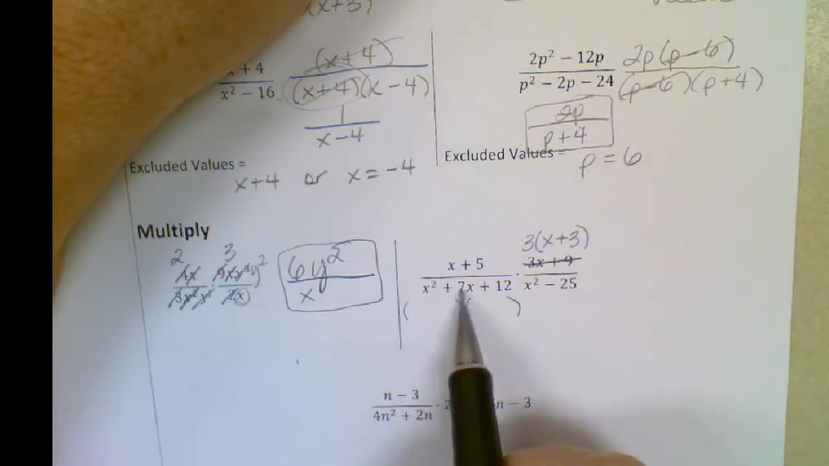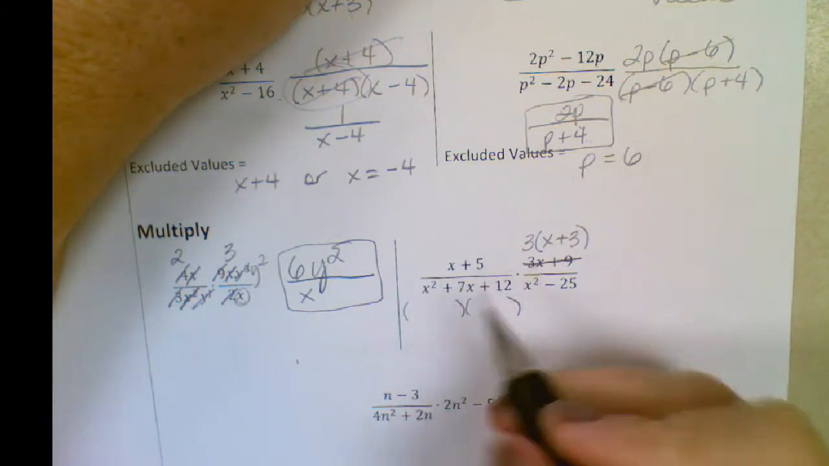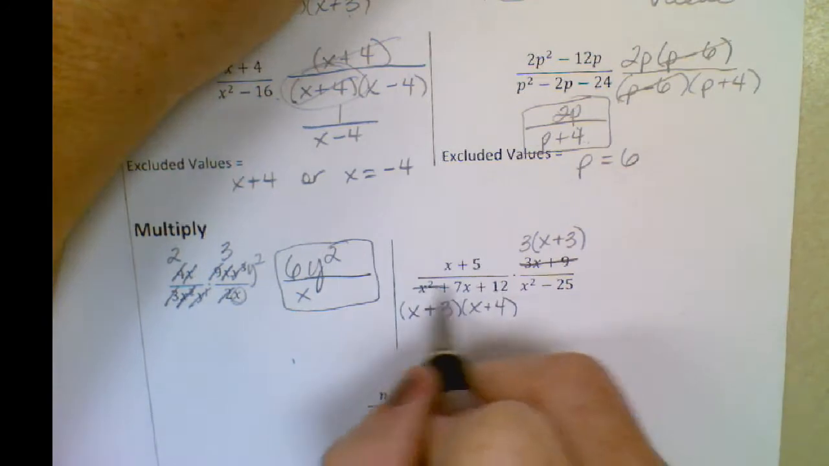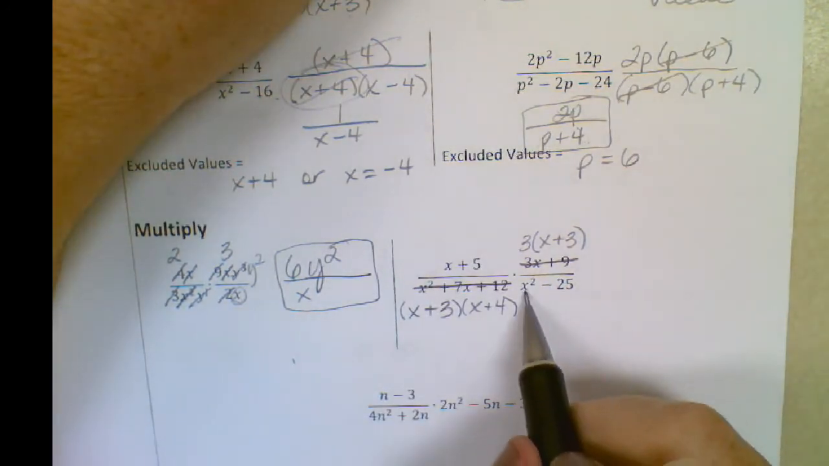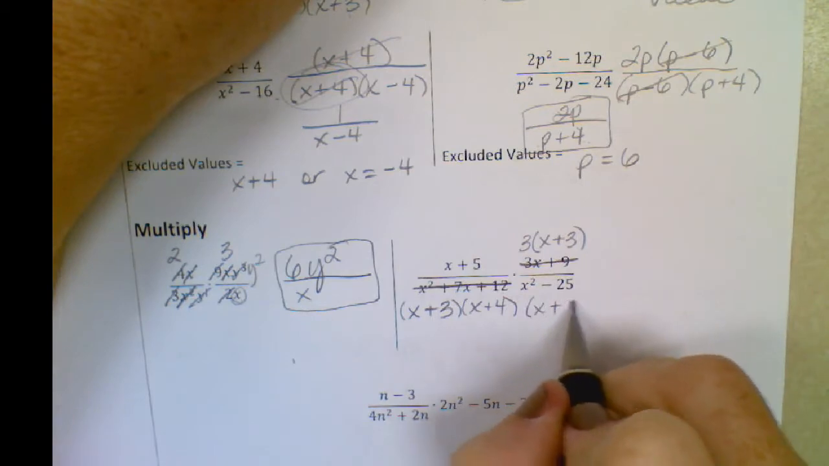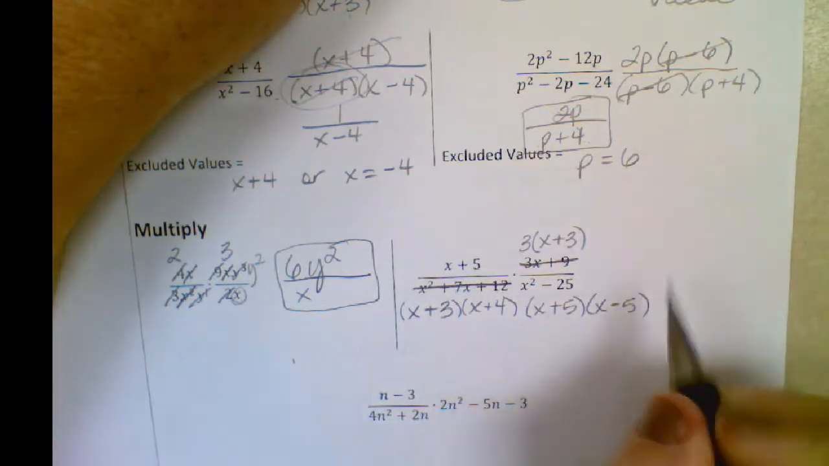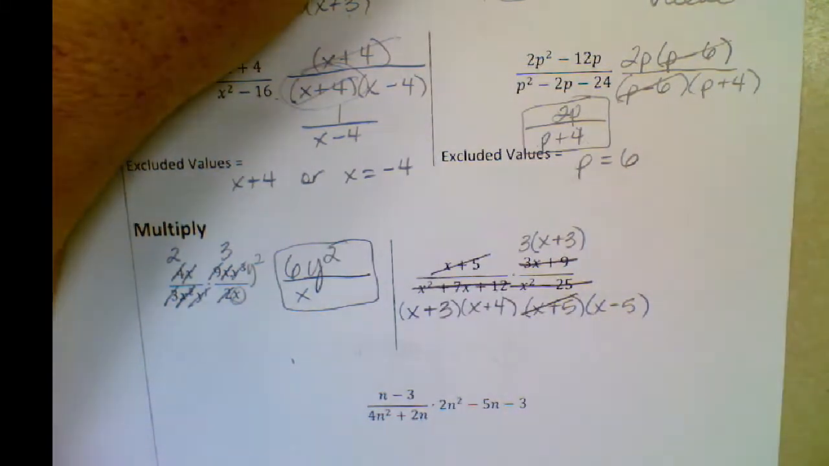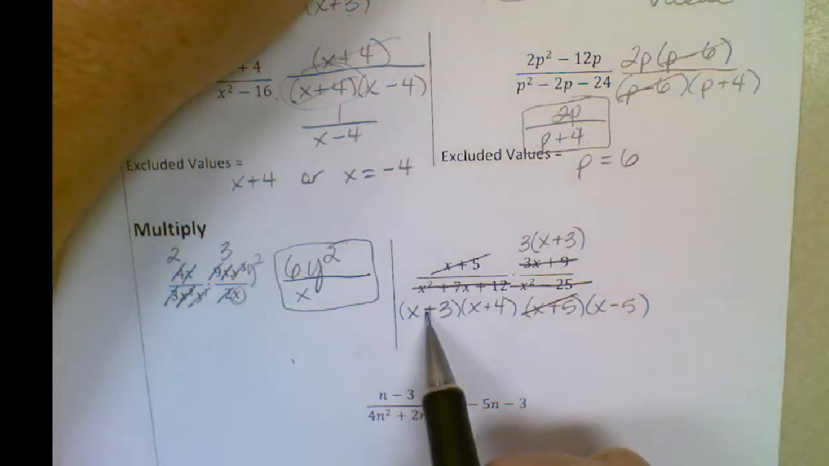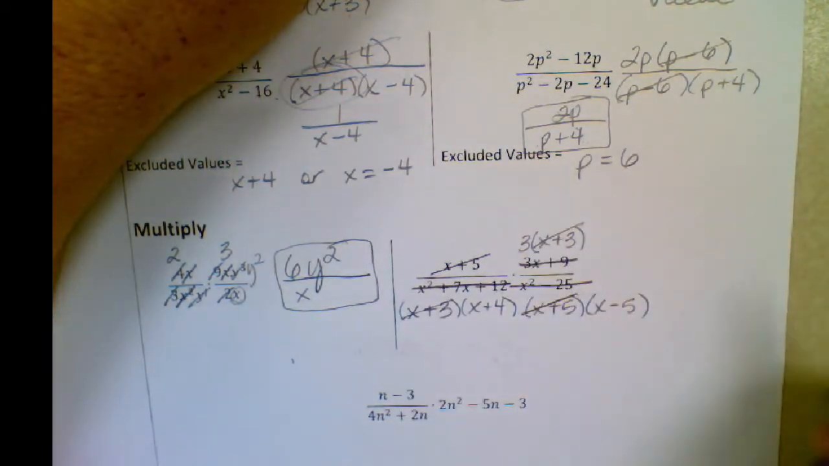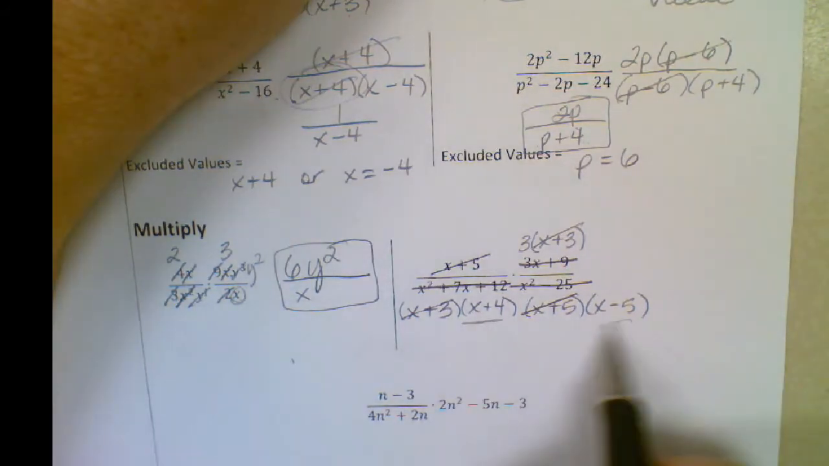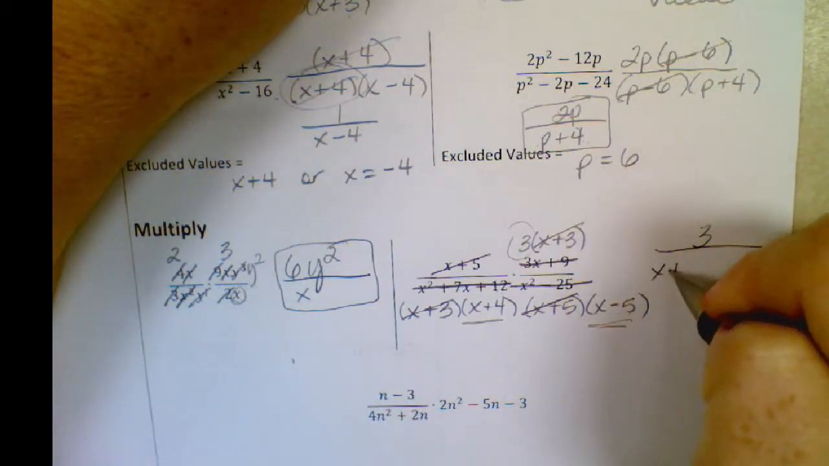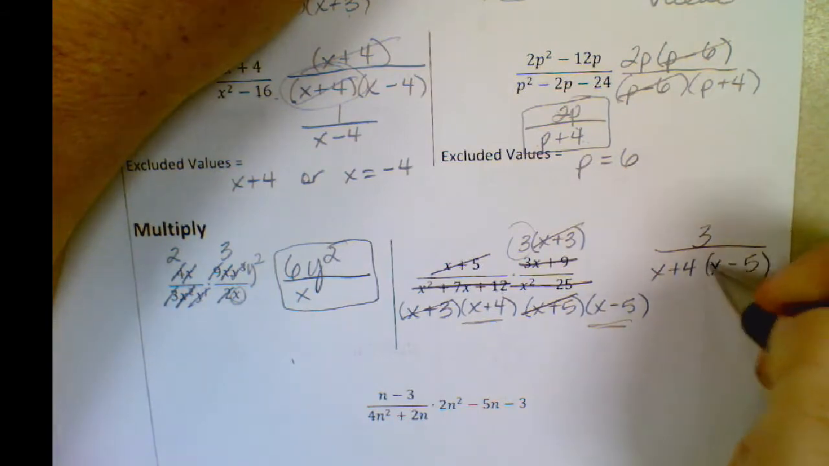If I factor x squared plus 7x plus 12, the two numbers that multiply to 12 and add to 7 give x plus 3 and x plus 4. Can't cross that out. And then here we go with perfect squares again, so I'm going to get x plus 5 and x minus 5. Now everything is a lot easier to cancel, because I've got an x plus 5 on the top and x plus 5 on the bottom. Those go away. I have an x plus 3 on the bottom and the top, so that can go away. So the only thing I've got left is 3 in the numerator, and then x plus 4 and x minus 5 in the denominator.